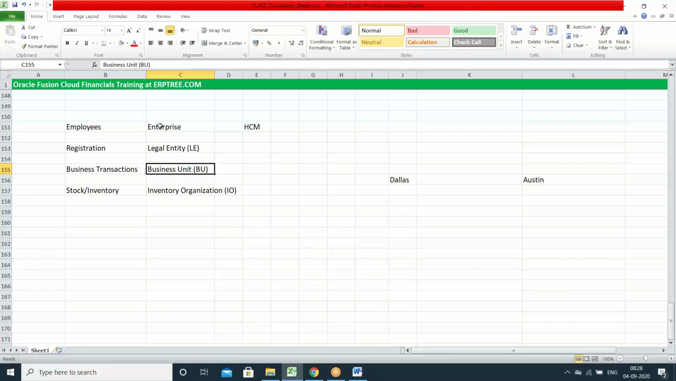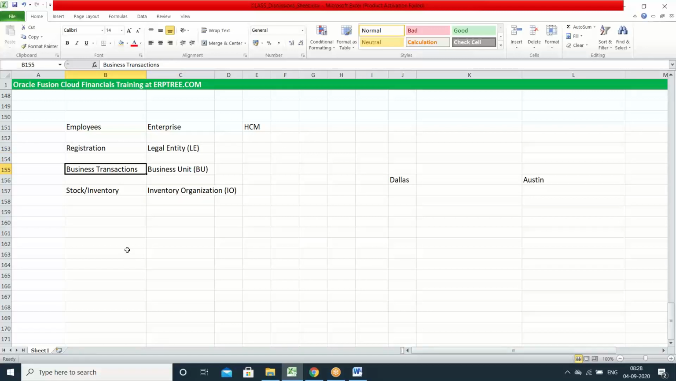Okay. So when you talk about enterprises, all the employees belong to one company, one entity, so all will be created in one enterprise only. And when you talk about registrations, how many registrations you have to run your business, those many legal entities we have to create. Ideally in one country, one registration is enough. That means one legal entity is enough. As per your business, if you have more than one registration, you have to create more than one legal entity. That means how many registrations you have, those many legal entities.